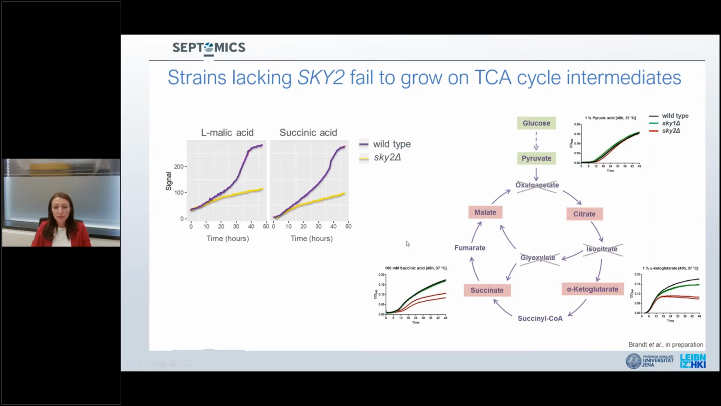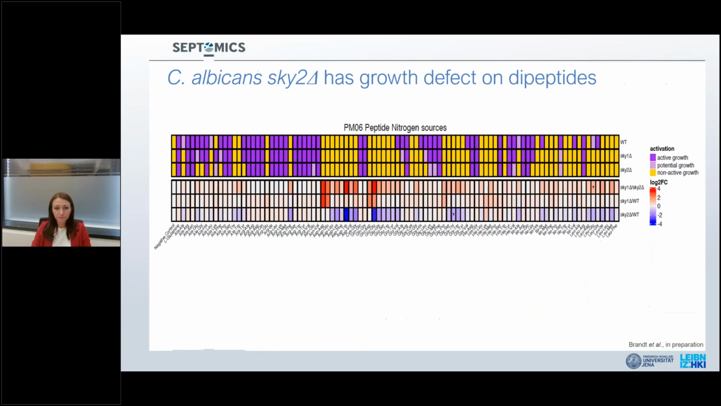So clearly we see here that the SKY2 mutant fails to grow on TCA cycle intermediates, and this is different from the SKY1, which has no defect in these conditions. This is another way that we visually present the Biolog data, and here you can see also that the SKY2 mutant has growth defects on various dipeptides compared to the wild type and the SKY1 mutant strain.